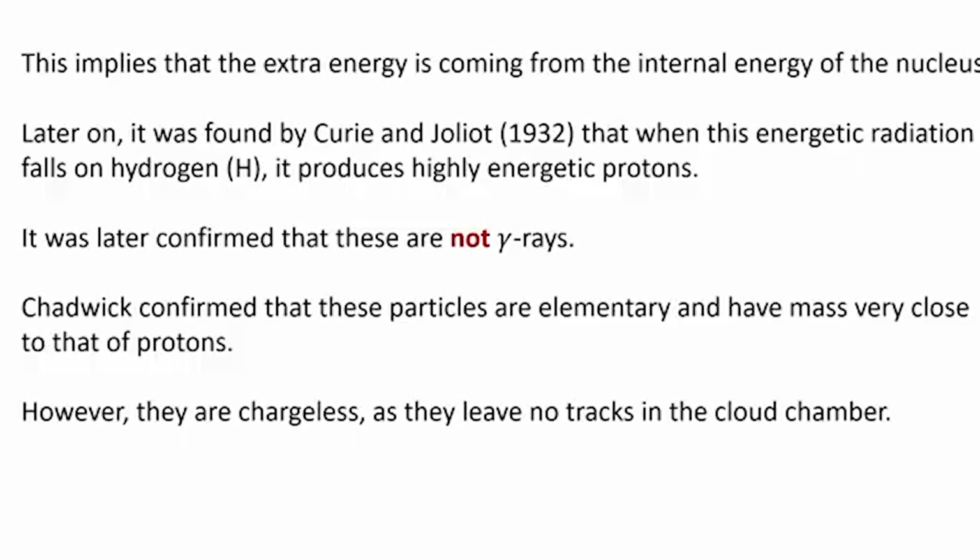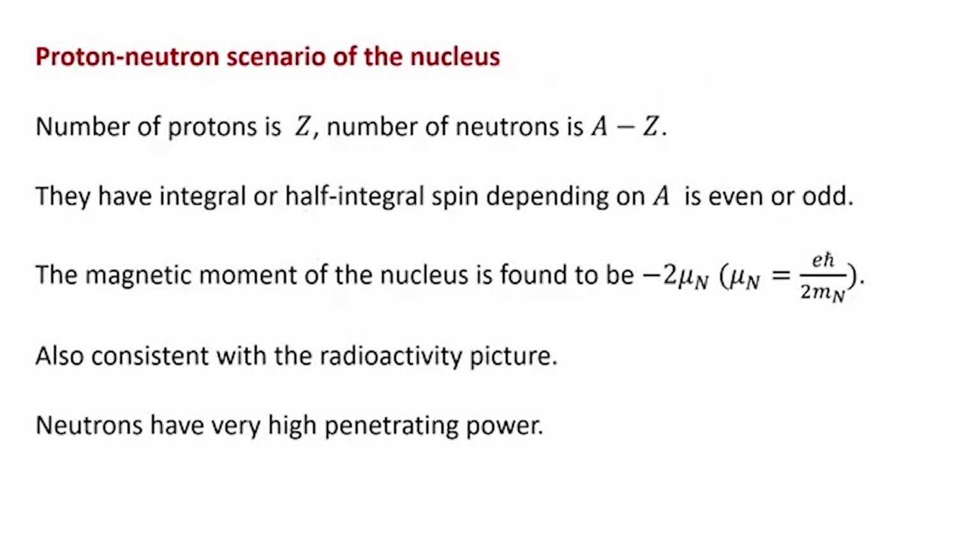In fact, if electromagnetic radiation or gamma rays pass through the cloud chamber, it causes electron and positron pairs to be produced, which can be realized if you apply an external magnetic field, which will give rise to equal but opposite trajectories for these electrons and positrons. However, neutrons leave no marks in the cloud chamber. So, we are slowly coming to the proton-neutron scenario of the nucleus, which is the correct one.